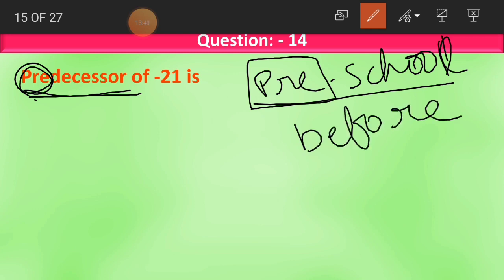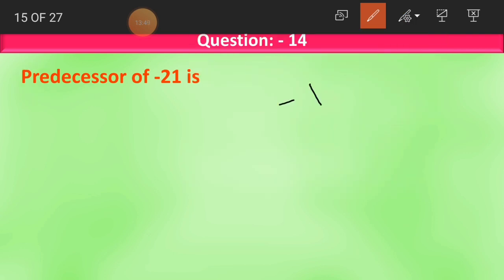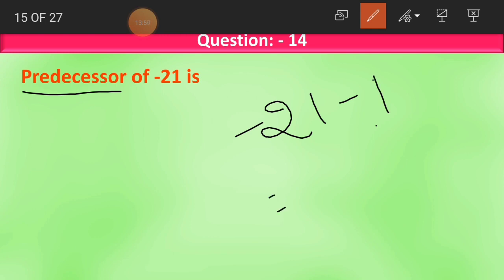Now how do we find out something that comes before? We subtract 1. For predecessor, we subtract 1 from the given number. Now our given question is minus 21. To find the predecessor, we subtract 1 from it. Again, both the signs are same here, right? Minus 21 and minus 1.